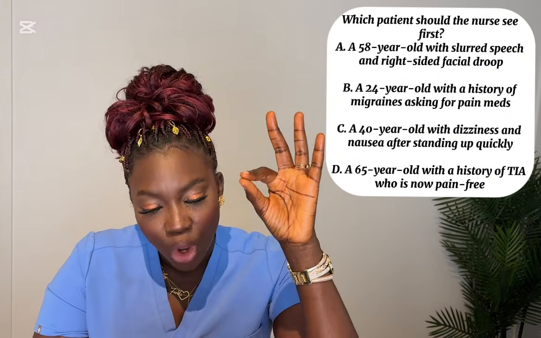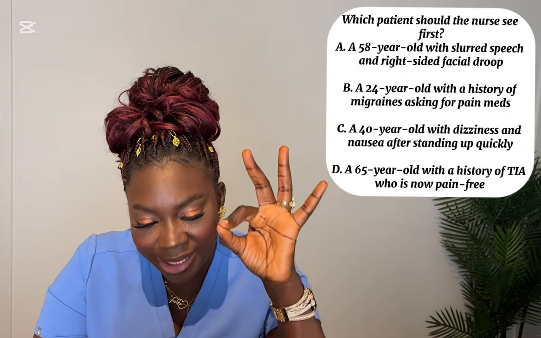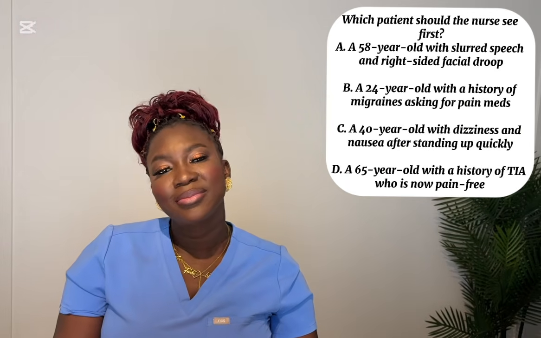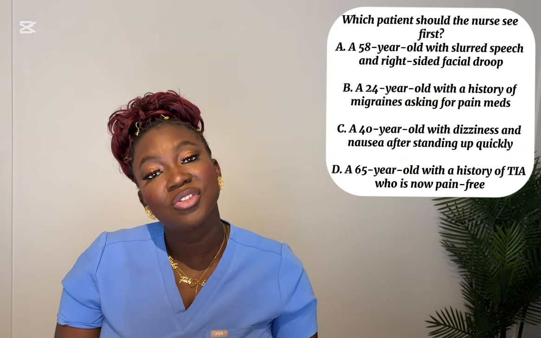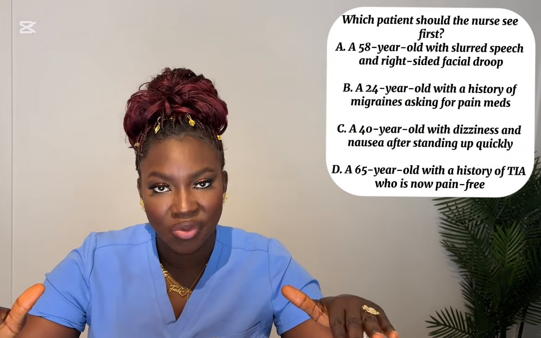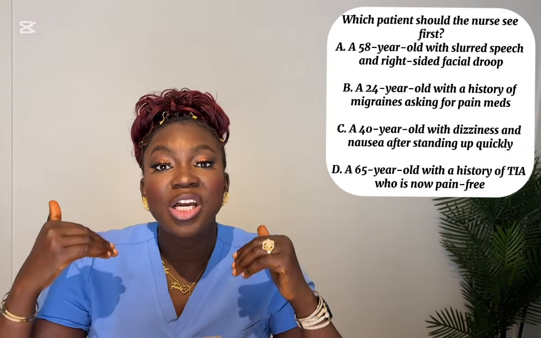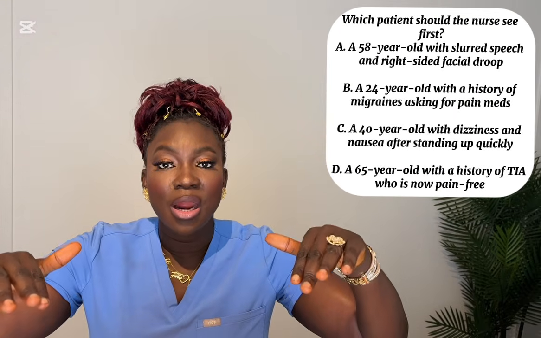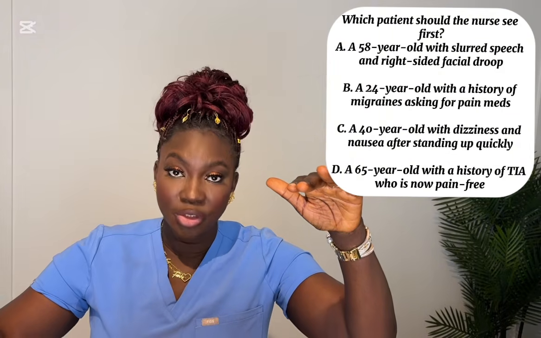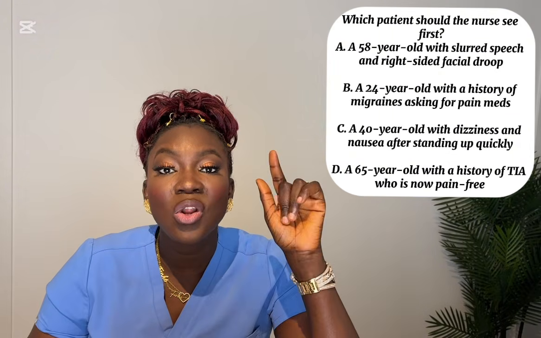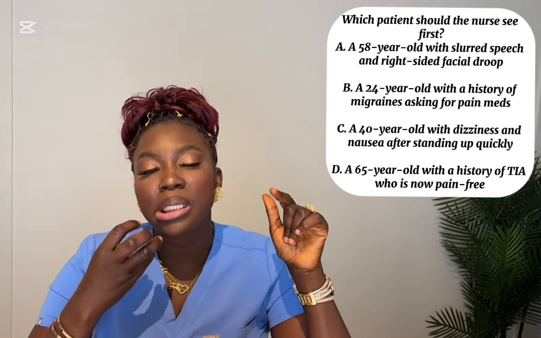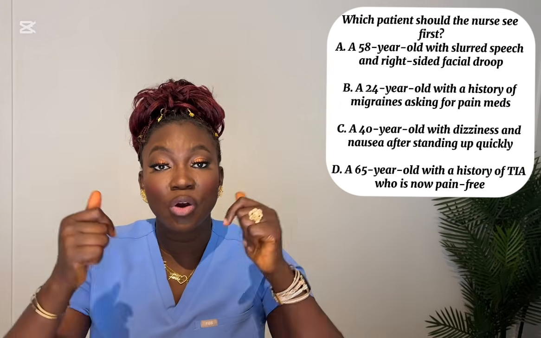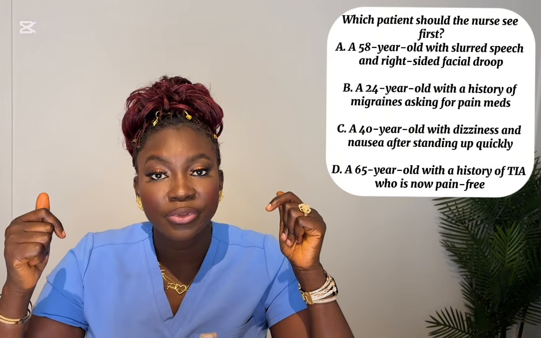A 58-year-old with slurred speech and right-sided facial drooping. What is this suggesting to you? Stroke. If you have seen my video, I talked about it. You use FAST to assess for stroke. F for facial drooping, assess their faces. A for arm: tell them to lift their arms, and see if one arm is drifting downward. S for slurred speech. You ask them to talk. And T, once you notice all of this in your patient, it's time to call the emergency line, time to call the rescue team.